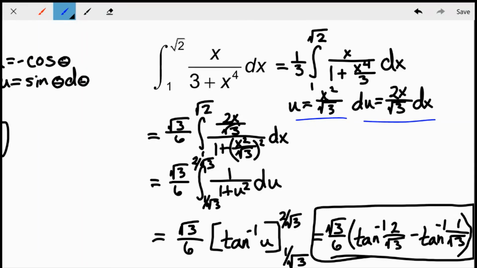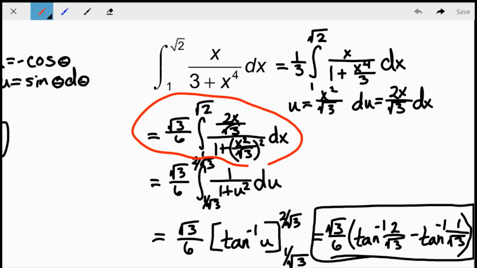So I've got to do a little bit of work to make that 2x over root 3 show up here. But since I have an x in the numerator, I can multiply it by 2 over root 3. That just means on the outside of the integral, I have to multiply by root 3 over 2. And once I've set this up for the substitution, I didn't do the substitution yet right here. I just set it up to make it really obvious what the substitution is going to be. So now I can change that integrand into 1 over 1 plus u squared du.